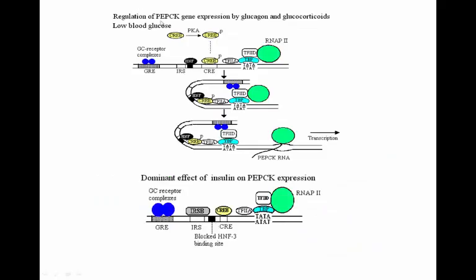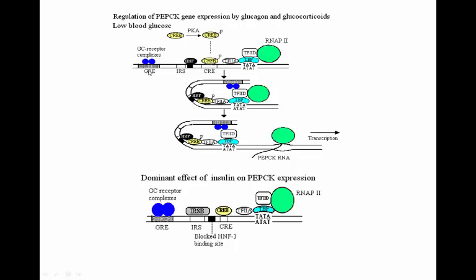Regulation of phosphoenolpyruvate carboxykinase gene expression by glucagon and glucocorticoids. Remember, when blood glucose is low, the liver synthesizes glucose by gluconeogenesis, and this is controlled by glucagon and glucocorticoids. Glucagon, remember, activates protein kinase A through cyclic AMP, and we have a protein that's called CREB, and CREB means cyclic AMP response element binding protein, and it becomes phosphorylated. Here's the cyclic AMP response element. So this is the part of the promoter that's activated by cyclic AMP.